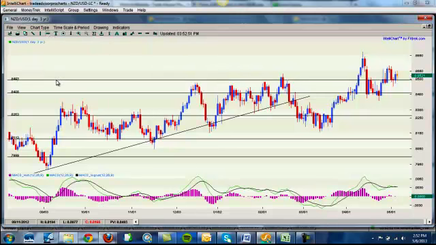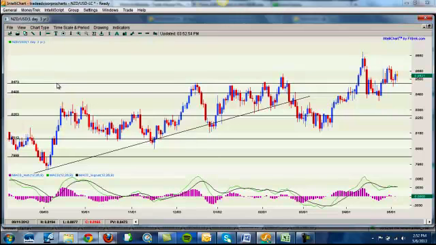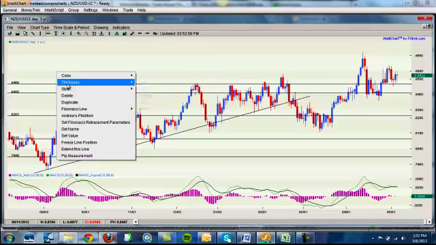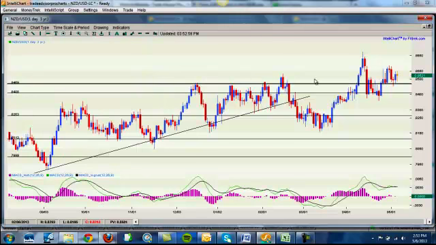Let's see that same line here, 84.70-ish. It's about right here. That's really where that line was. And let's thicken that up a little bit. All right. So we can see that price is really holding strong at this key level, 84.70.